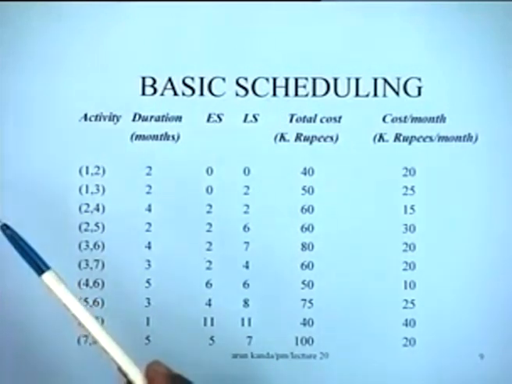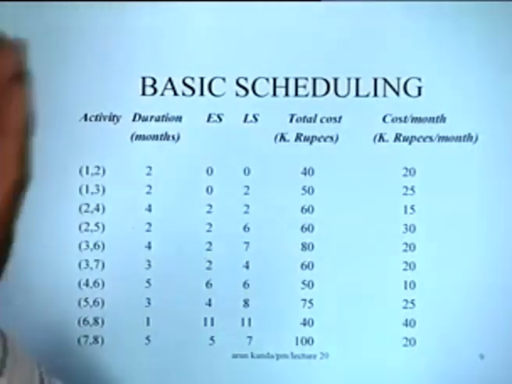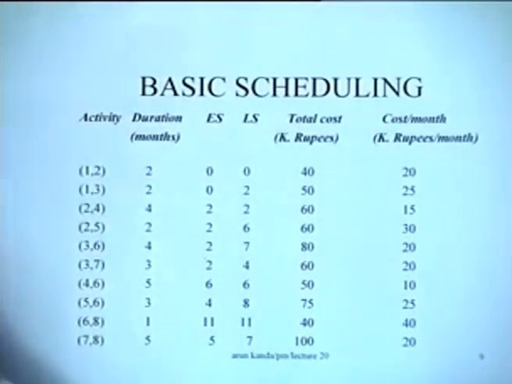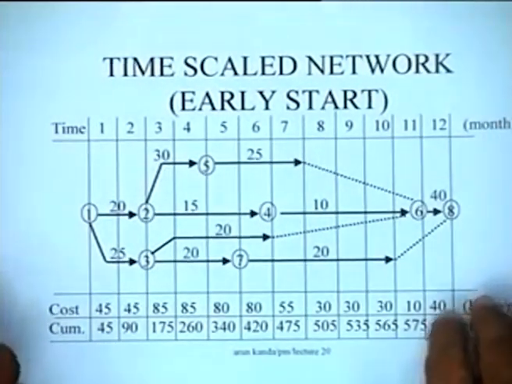Just to continue the computations, we will have to first draw a sort of a time scaled network, and we will consider the two possible extremes, the early start schedule and the late start schedule. For instance, the early start schedule for this project looks like this.